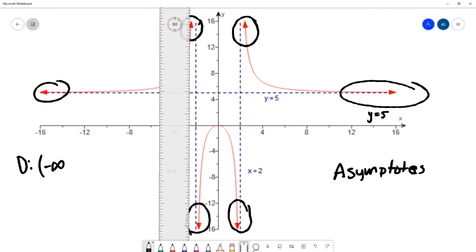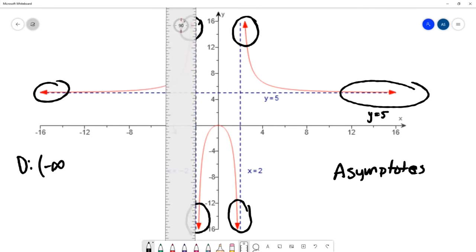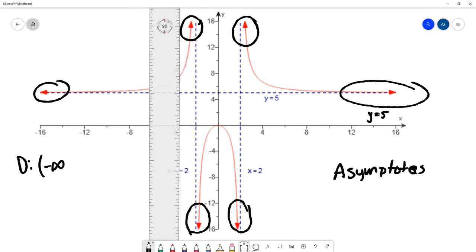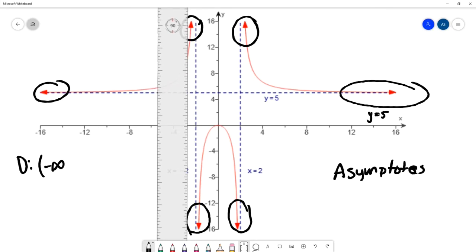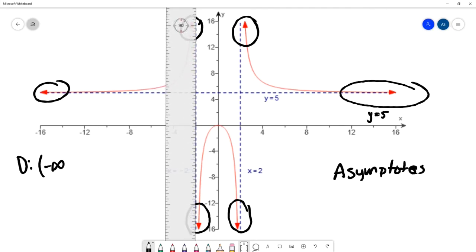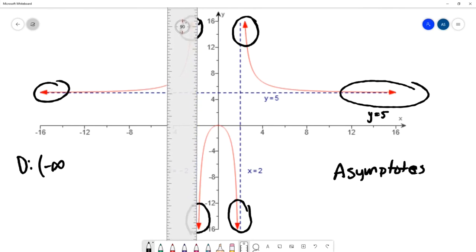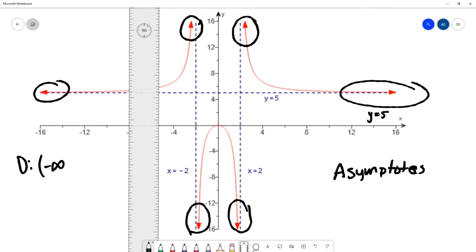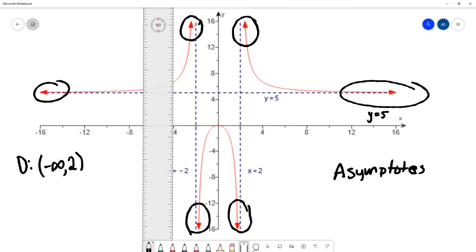So right here at the asymptote is a place where the graph stops. So remember what I said, this arrow, the graph is getting closer to the asymptote and will never reach it. So the graph does not exist at that asymptote. So that asymptote is happening, it looks like, at 2. So that's where my domain stops.